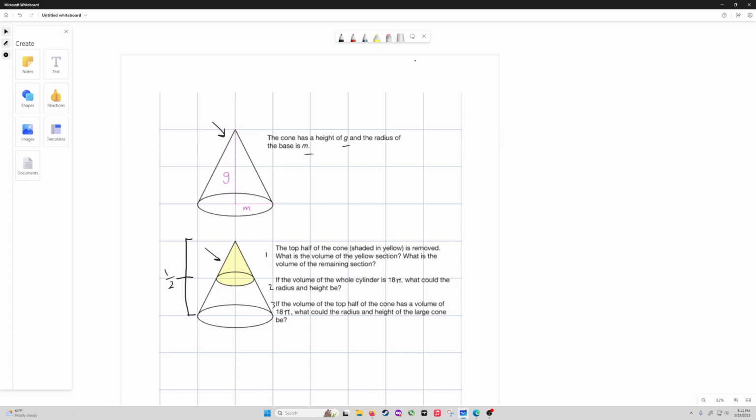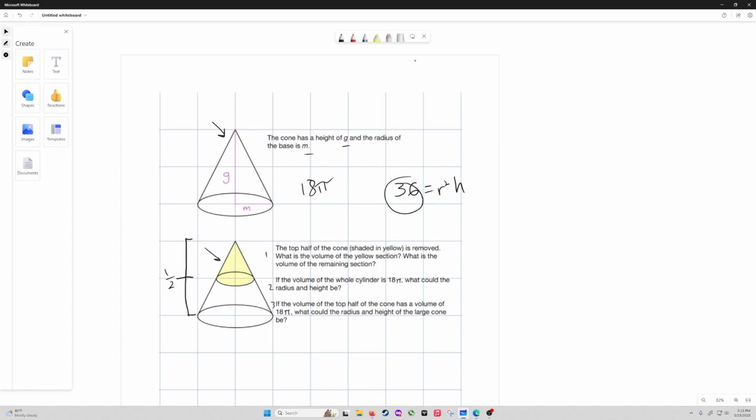Number two, if you finish that one, number two says, if the volume of this whole cylinder, the first cylinder here, is 18 pi, what could the radius and height be? Now, I'll give you a little bit of a clue there. When you solve this, you're not going to get it down to one variable. You're going to get something like, we'll say, 36 equals r squared h. Then you're going to have to do a little bit of deductive reasoning and figure out, well, what could r and h be to equal that value?